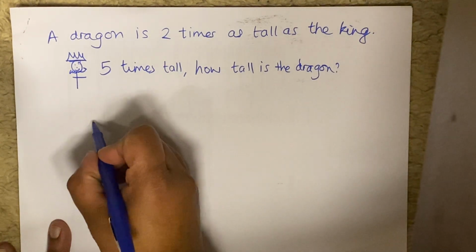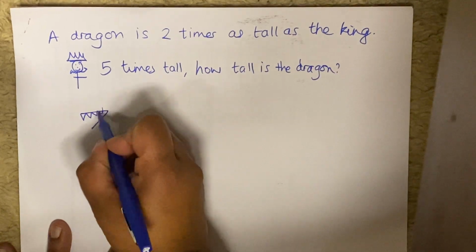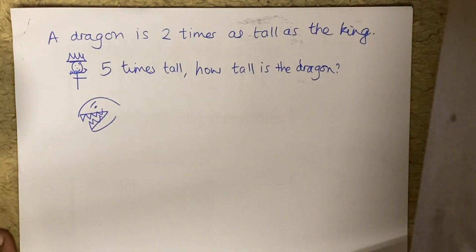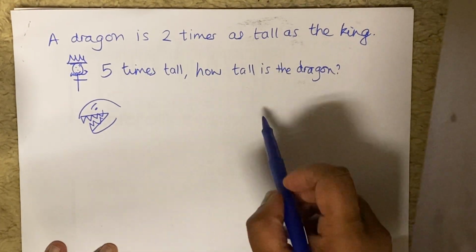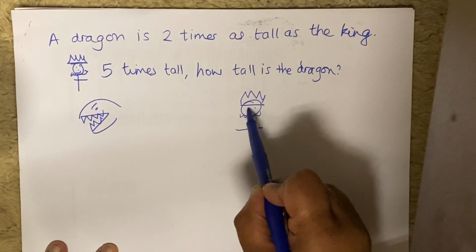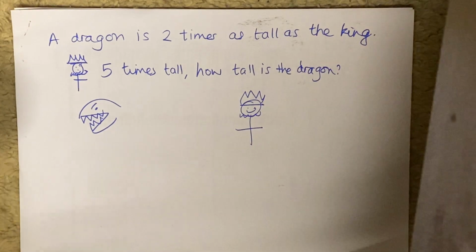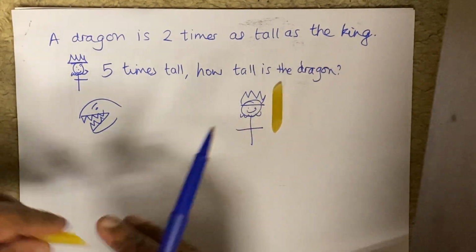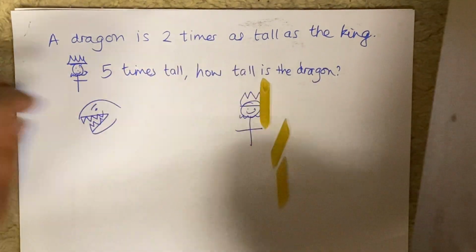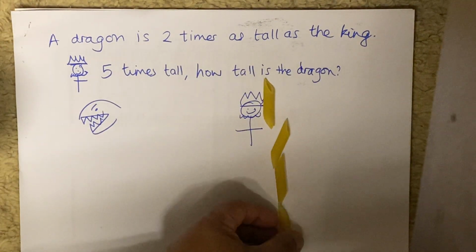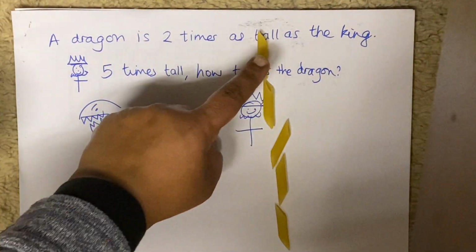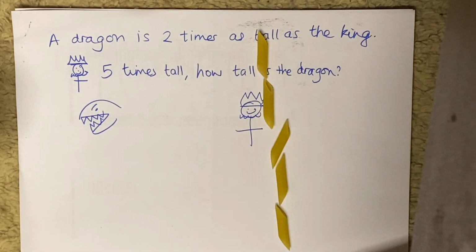So I'm going to draw a dragon here. I'm not very good at drawing dragons. I'm just going to, there we go, dragon. Okay, now the dragon is here and you've got the king here, and the king is 5 times as tall. That means, let me see, I've got 1, 2, 3, 4. I'll put 1 more up here so you can see. So there we go. So this is how tall the king is. 1, 2, 3, 4, 5 pasta shells tall.